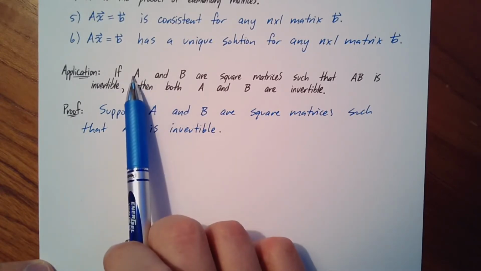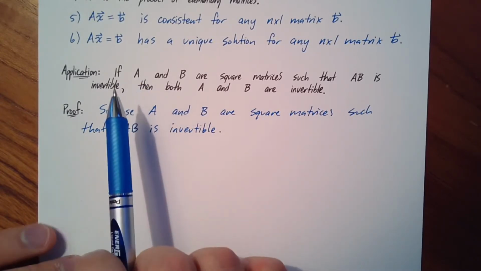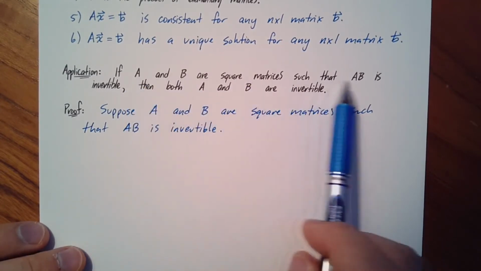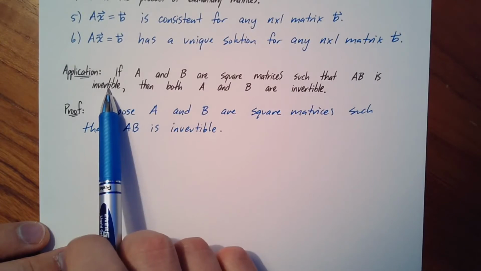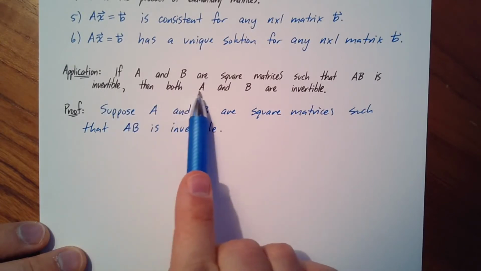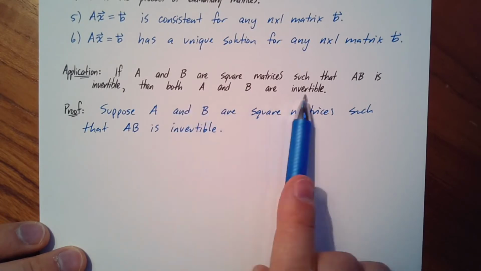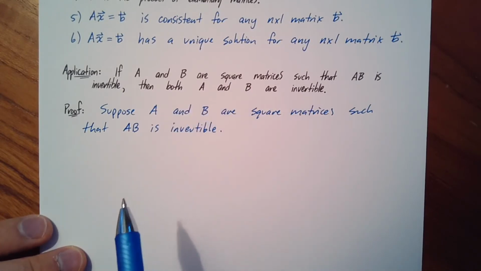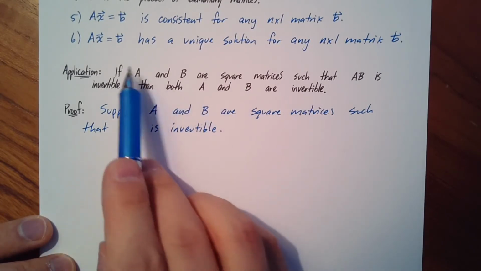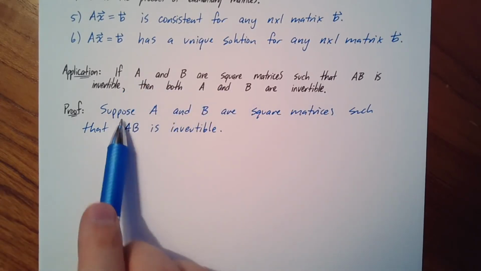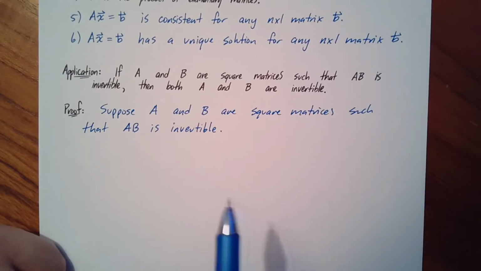So a hypothesis and a conclusion. The hypothesis is that A and B are square matrices such that the product is invertible. The conclusion is that both of the factors A and B are invertible. So this conclusion here, that's what we're going to have to show. But we're going to start by making the assumption that the hypothesis, the first part of the statement, which is exactly what we wrote down, is true. So that's why I started with the word suppose. So we're going to assume that, and now we're going to show that both A and B are invertible.